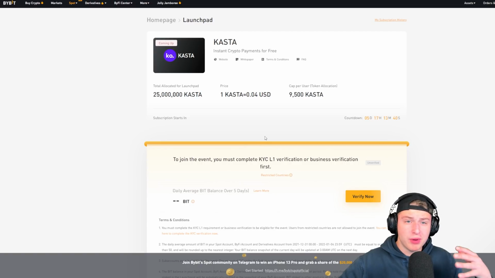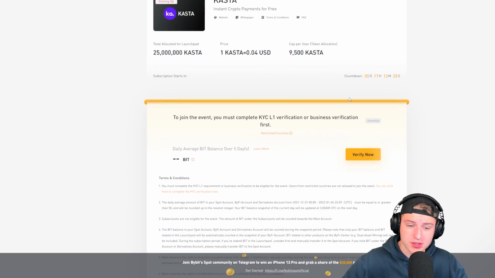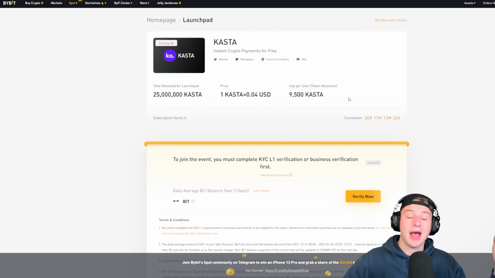So before going to the next step, it's very important to understand how the allocation works. First of all, a total of 25 million KASTA tokens will be released through the launchpad on BYBIT, together with a cap of 9.5k KASTA tokens per person. But right now the question is, how can you get into this allocation?